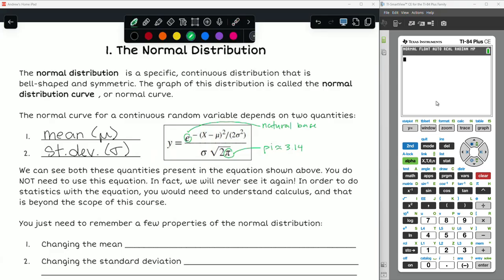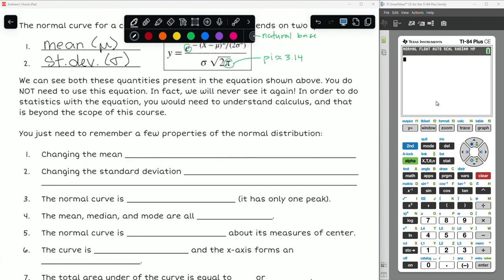Let's take a look real quick at what those two things do to our curve. If we change the mean of our distribution, what we're doing is we are moving the center of that peak up and down the number line. So changing the mean shifts the entire curve left or right. If you remember from our previous math class, we would call that a translation. We're not changing the shape of the curve, we're just sliding it from side to side.